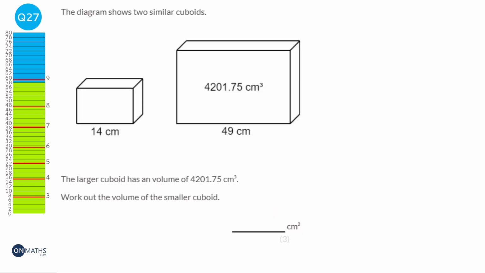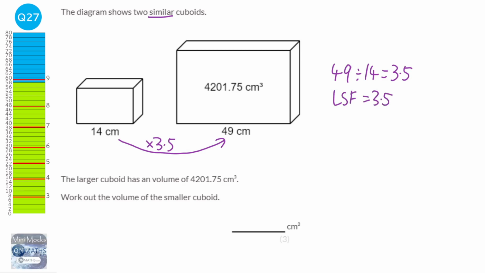So we're told that the two cuboids are similar, which means we can have a scale factor, and we can work out the linear scale factor straight away to find out what we times the 14 by to get to the 49. We're going to do 49 divided by 14, big one divided by small one, and that gives us 14. Does it? No, 3.5. Okay, so we times it by 3.5. So 14 times 3.5 is 49. But that is the linear scale factor.